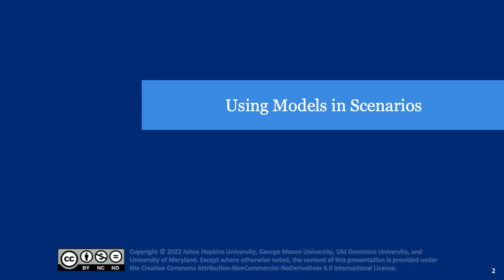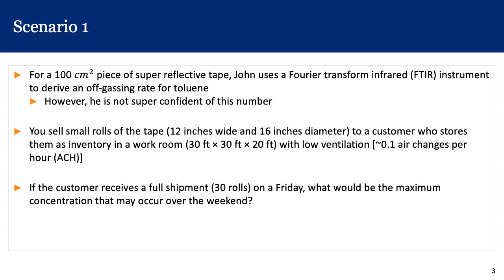What we're going to do in the next section is to use these models, both the well mixed room model and the near field, far field room model, in real life scenarios. In scenario one, there is a 100 centimeter squared piece of some super reflective tape that is made by a company. And one of the employees, John, uses an FTIR instrument to derive an off-gassing rate for toluene from this tape.